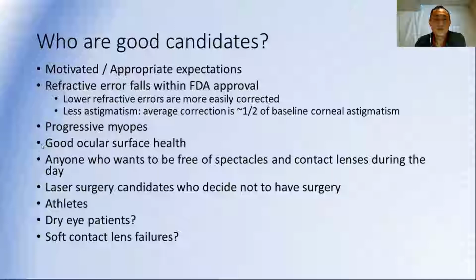You also want to make sure they have good ocular health to begin with. You don't want to see patients with a lot of staining, blepharitis issues, tear film issues, those kinds of things. You don't want to fit patients who have keratoconus or other corneal irregularities, because those are compromised corneas already, and you're doing a procedure that might compromise it further. So you want to make sure that they are normal and have good ocular surface health.